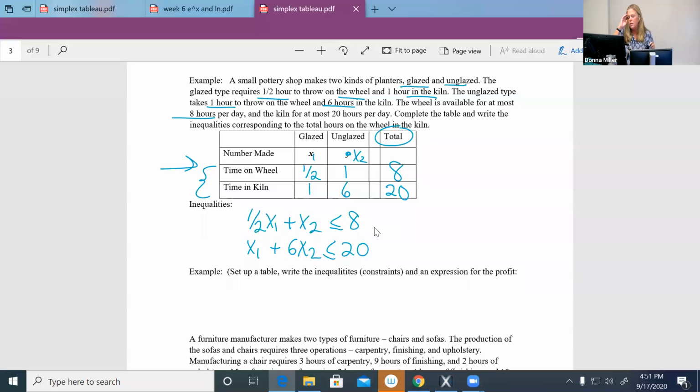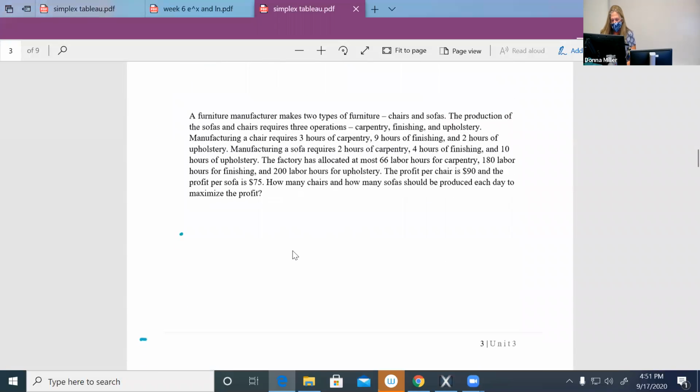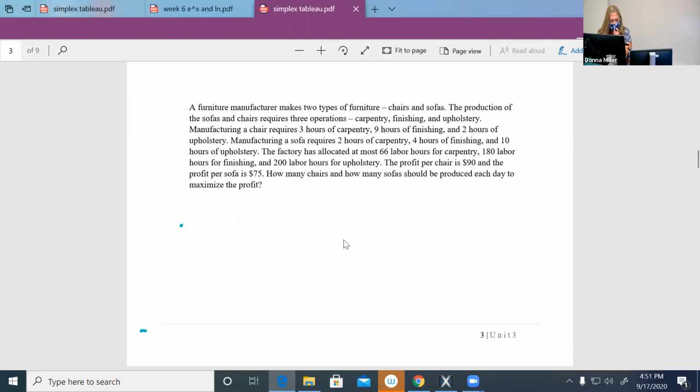Okay? Now, if I wanted to add slack variables, how many slack variables would I have? 3? How many equations do I have? Oh, you have 2 equations. 2, right? So it's just going to be 2. All right, so if I set up slack variables, I have S1 and S2. Okay? All right. So now we're going to work this problem.